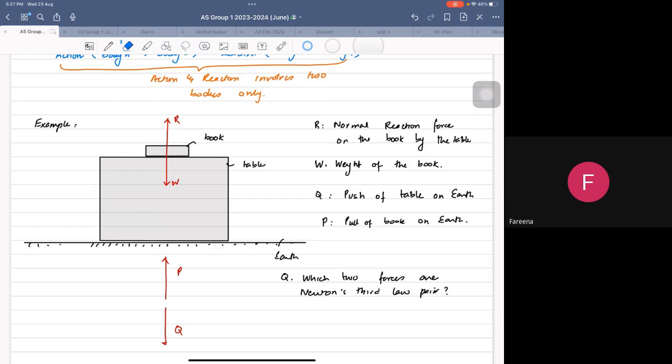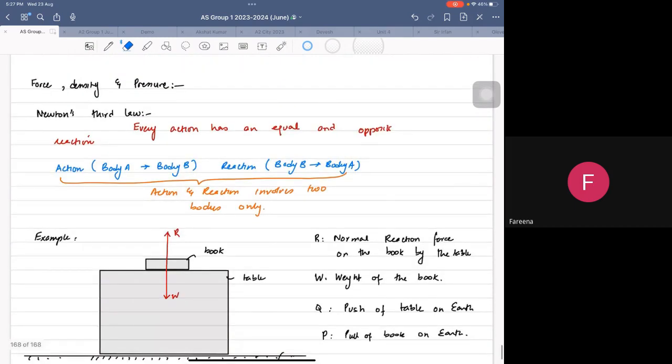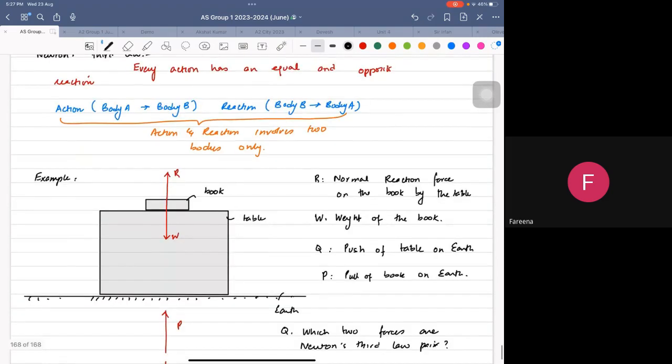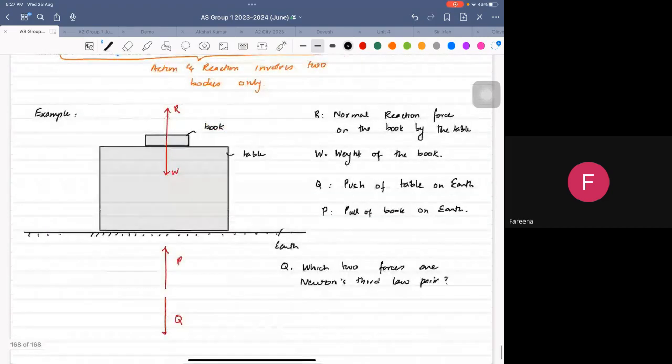All right. Now think about it this way. When I started writing, I said Newton's third law depends on action and reaction between two bodies. Now, why is Farina not right? Because if you look at P and Q, Q is the force between table and earth, and P is the force between book and earth. So in these two forces, basically three bodies are involved. Do you get it?